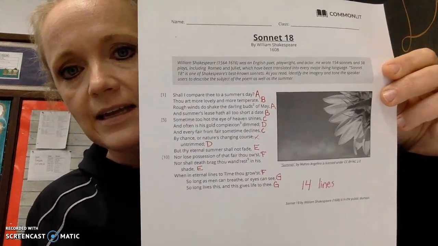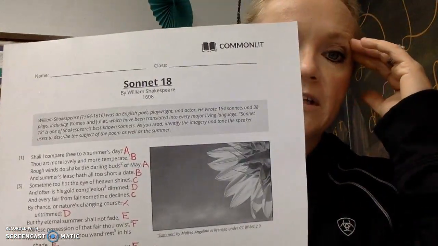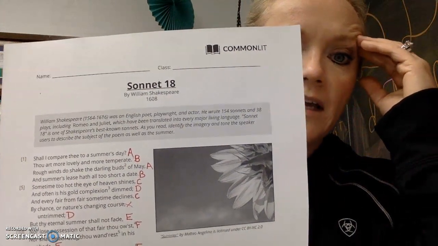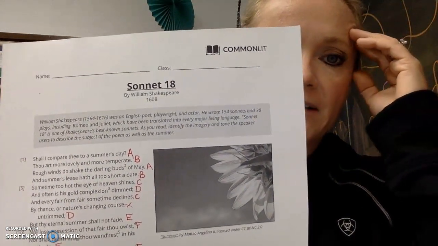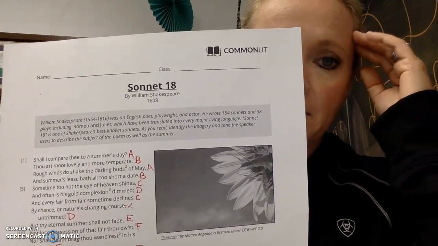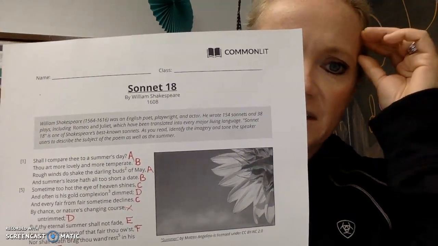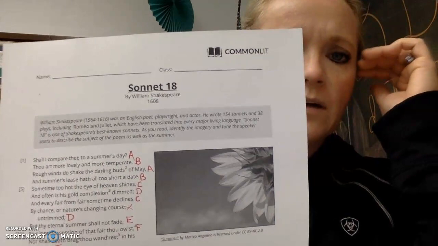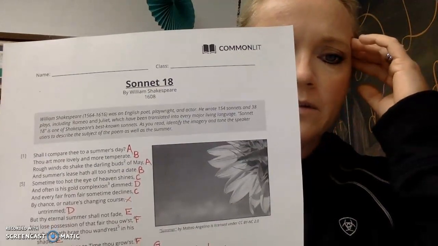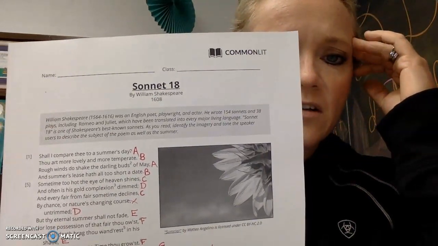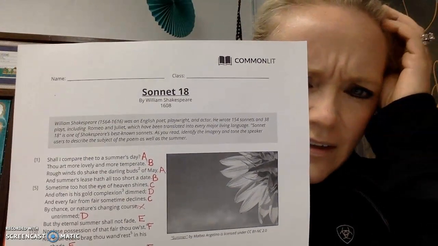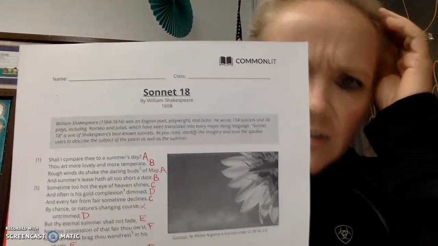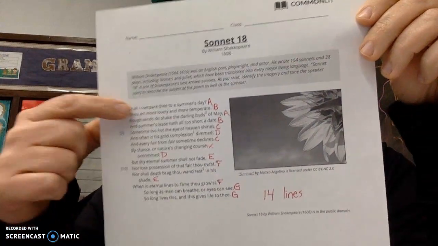The other thing we did that had to do with poetry was Sonnet 18. And we talked about the fact that William Shakespeare is a well-known English poet, playwright, and actor. He lived a long, long, long time ago, 1564 to 1616. He's well known for his plays like Romeo and Juliet. He also wrote, I think it says on there, 154 sonnets. And this is a sonnet.